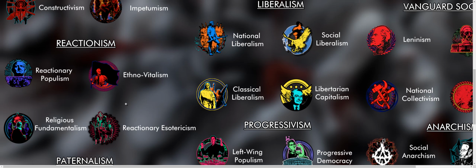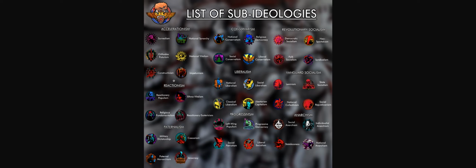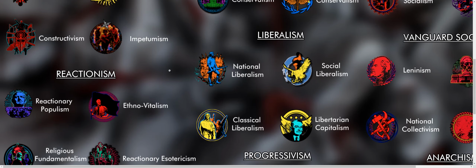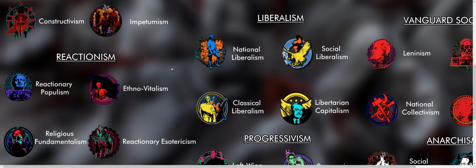Before we get to this one, we'll do reactionary esotericism. That's already in the Red Flood mod. It's basically, would it be neo-pagan? Just pagan beliefs that are very hardline conservative in a sense. There's some pretty strange stuff out there, very strange stuff. Some very hardline religious stuff that's very out there.